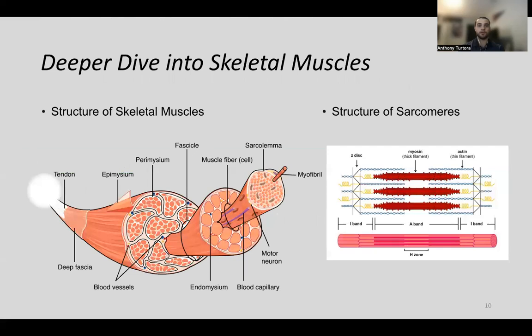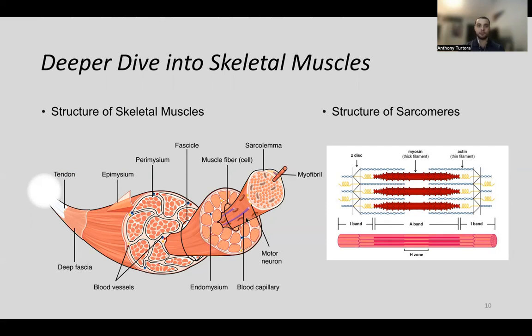All right. So looking at skeletal muscle specifically, we have here the epimysium. This is the sheath that surrounds the entire muscle. Going a little bit deeper, each muscle is composed of multiple fascicles. So that's this here. And each fascicle is surrounded by a perimysium. Inside of each fascicle are multiple muscle fibers, which are the skeletal muscle cells themselves. This is surrounded by an endomysium. So you can see here, each one here is surrounded by the endomysium.